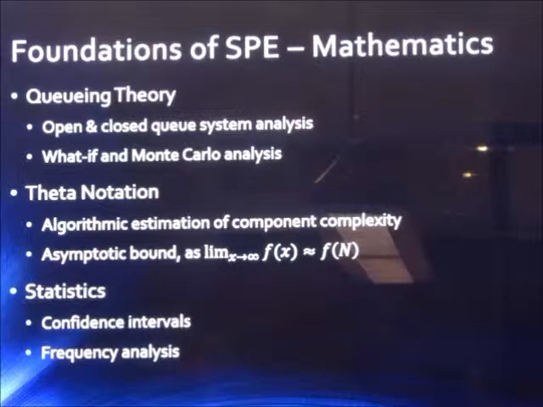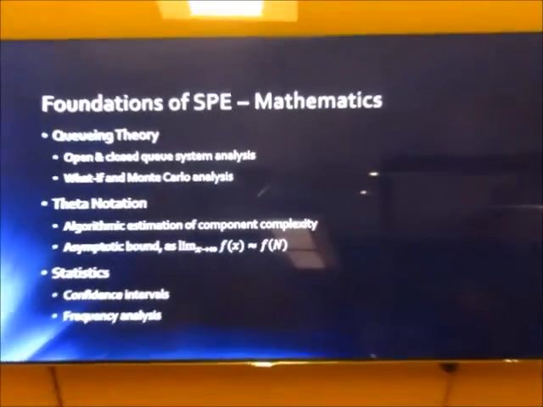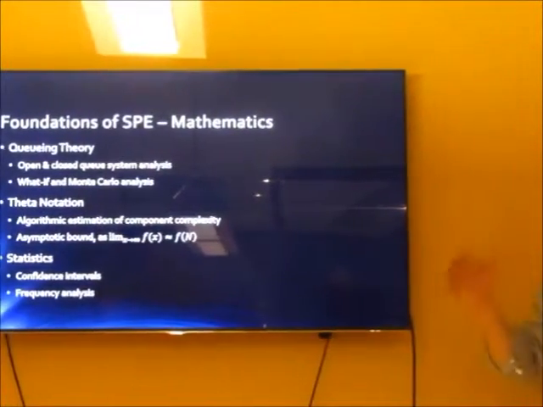So, queuing theory on open and closed systems. What if in Monte Carlo analysis, that's kind of built into it too, it's part of queuing theory. Theta notation, algorithmic estimation of component complexity is really what it wants to do. And it's defined as an asymptotic bound. So what that means is as the software goes to infinity, as you build the load higher and higher, what does it approach? It approaches some function of n. You can drop all the constants out of it, you can play around with it what you want to, it approaches some function of n. That n could be n squared, n cubed, n log n, whatever you want it to be, but it approaches that. Okay.